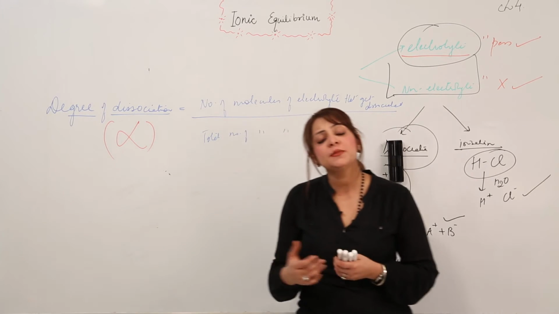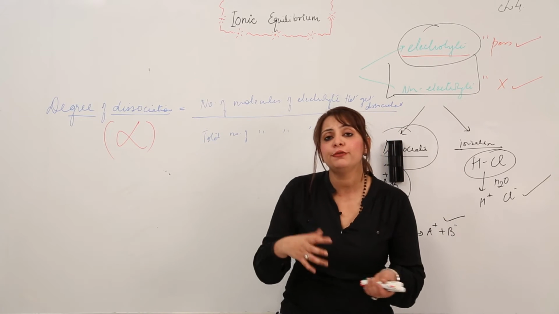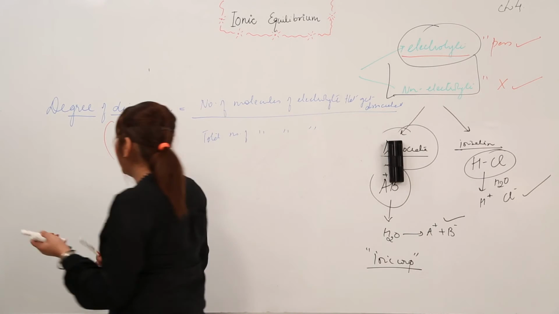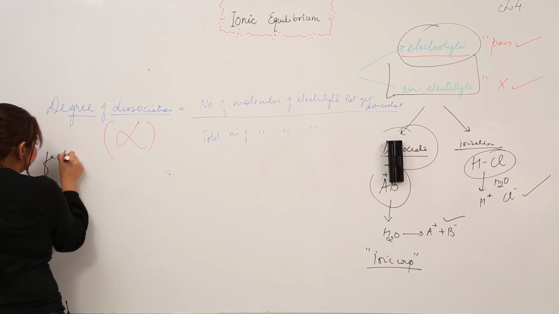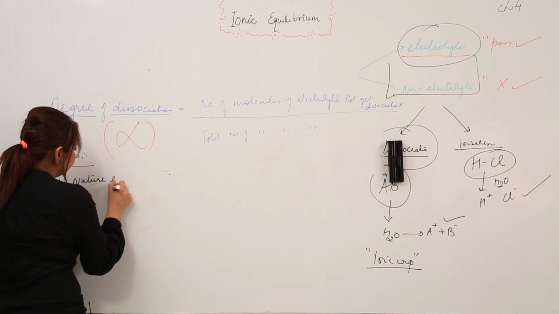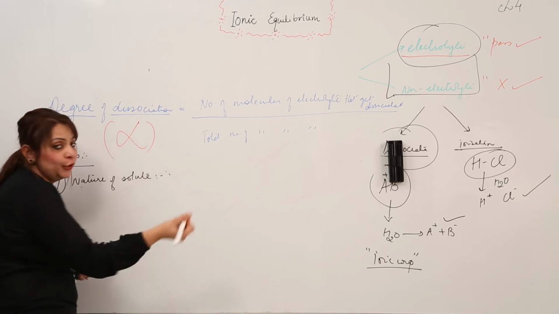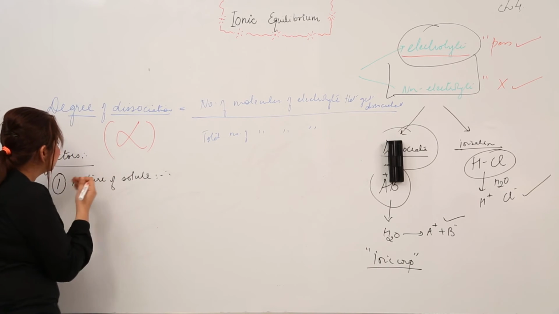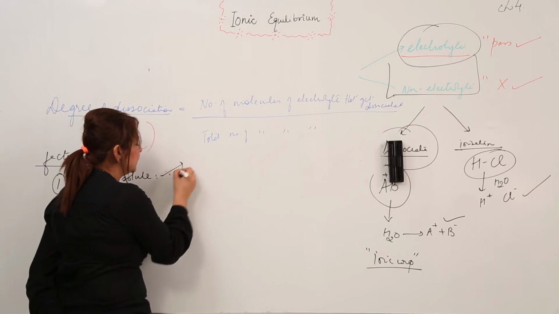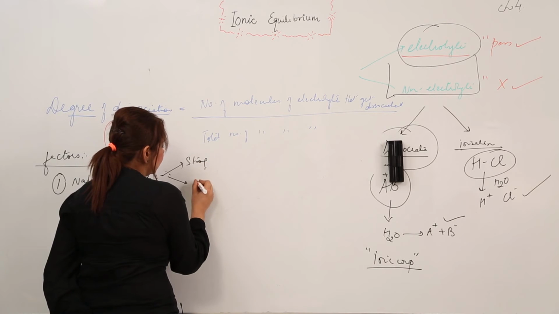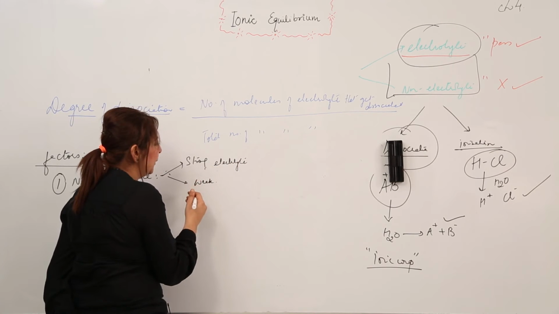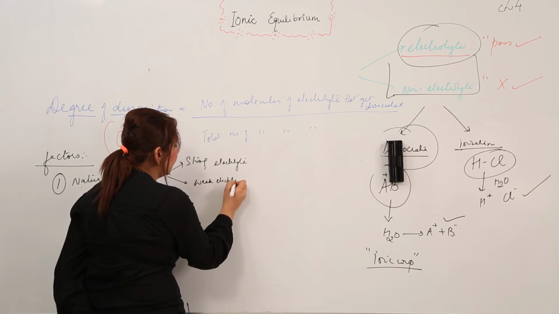As I told you, different substances dissociate up to different extents. So what are the factors that favor the dissociation? The factors which favor the dissociation are, first, the nature of solute, because we have the solution, so obviously we will have the solute and solvent, you know that. So what is the first factor that is favoring the dissociation? That is the nature of solute. Depending upon its nature, we categorize the solute into strong or weak electrolyte.